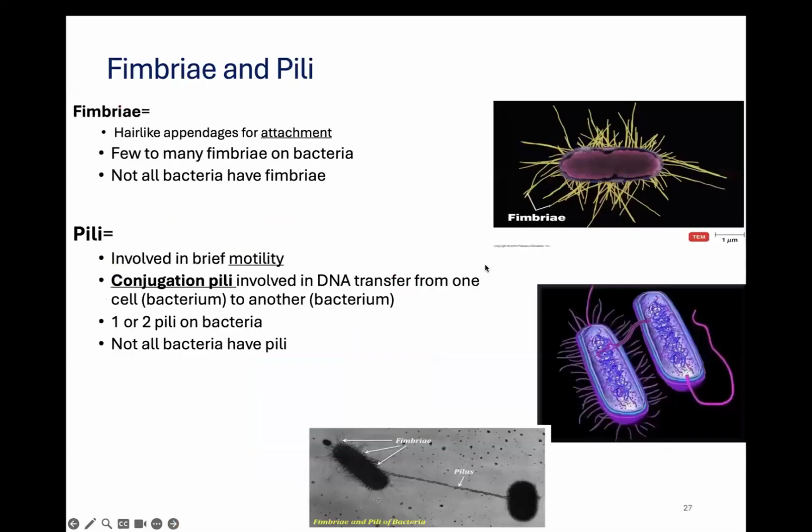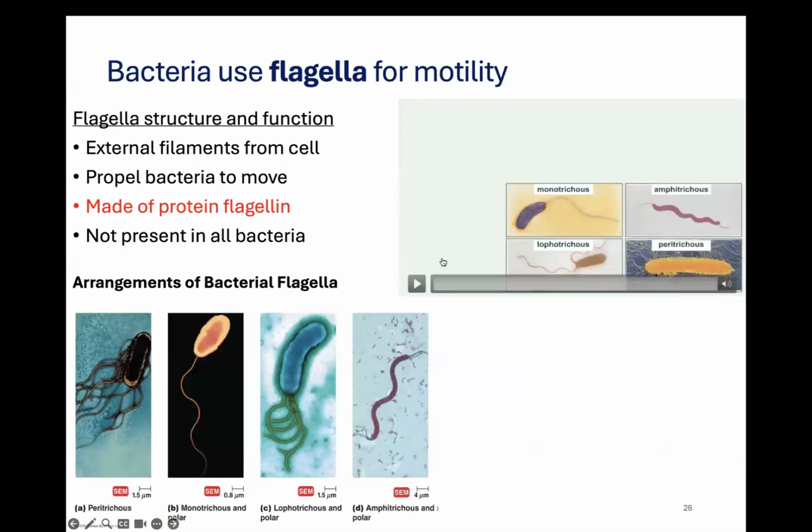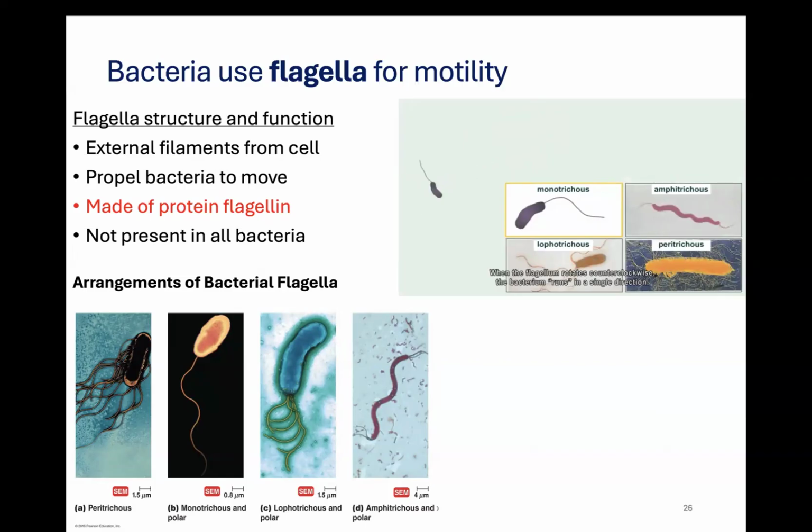And if they are present, they help with bacterial motility. And here's a small video on it. Cells with a single flagellum are monotrichous. When the flagellum rotates counterclockwise, the bacterium runs in a single direction. When the flagellum rotates clockwise, the bacterium tumbles and changes direction.